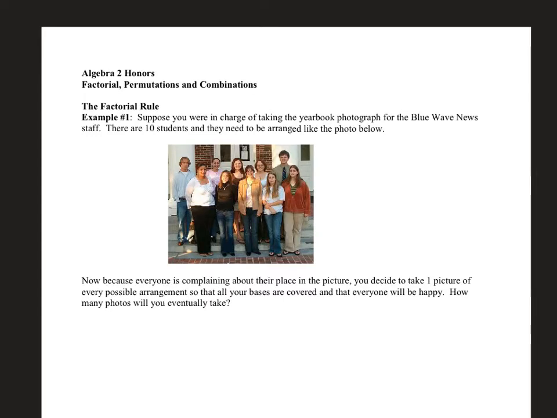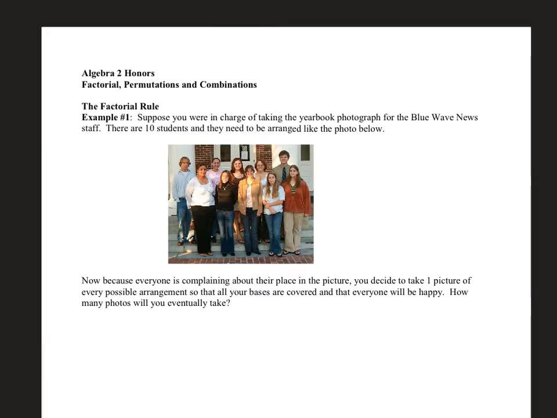And this is a lesson on factorials and permutations and combinations. Interesting little probability topic. Something that is often counterintuitive. Counterintuitive means that you think it would be this, and it turns out to be something different.